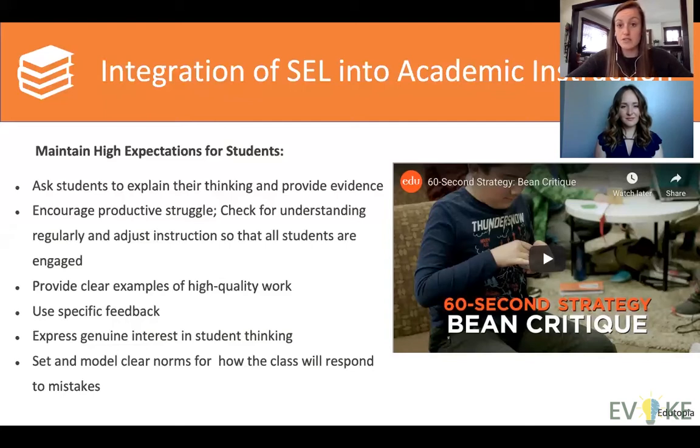And you always want to ensure that you're using specific feedback. Expressing a genuine interest in student thinking is also really important, and that can be tied into using specific feedback. So instead of just saying, good job, or I like what you did, really dive in and tell the student why you're impressed with them. You can even say, wow, that question was really hard for you, but I saw that you stuck with it and you figured it out on your own. That was really impressive. Great job.